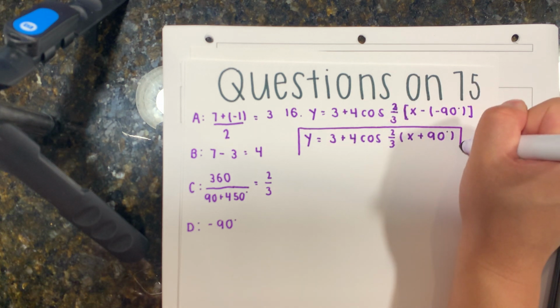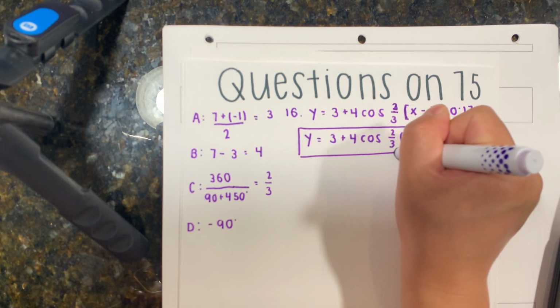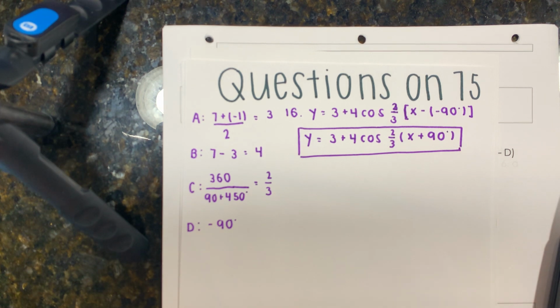So your phase shift was -90. Two negatives make a positive. That's how you end up with x plus 90 for that one. And that's number 16.